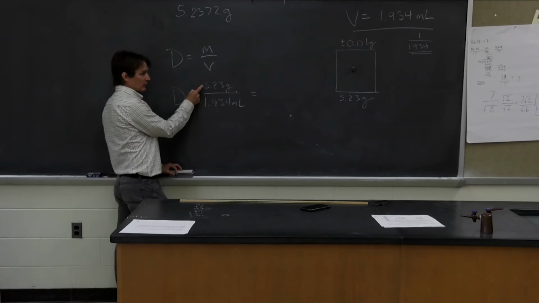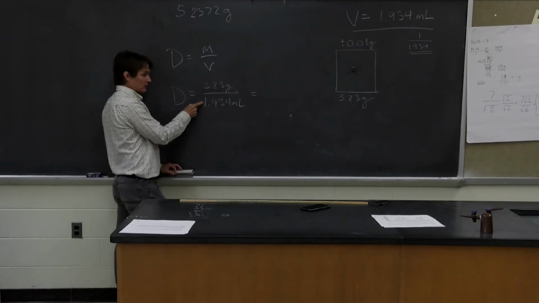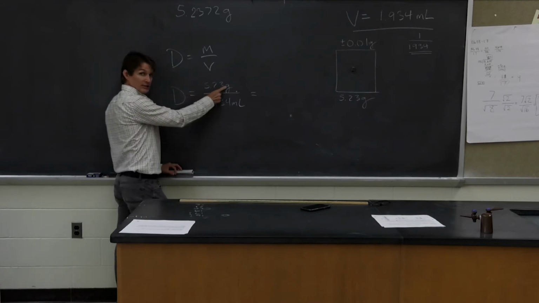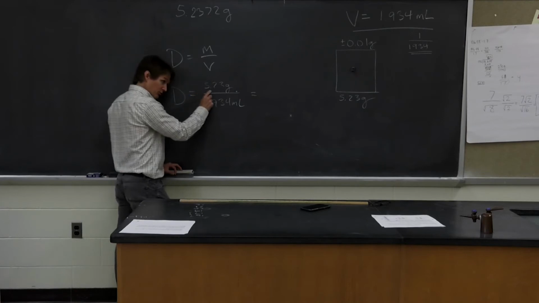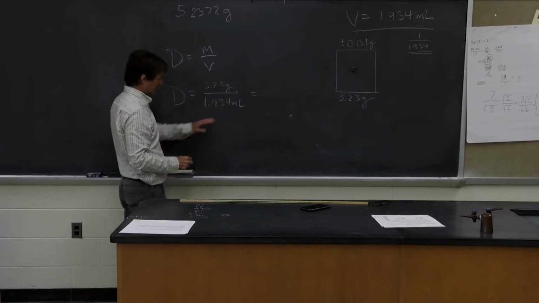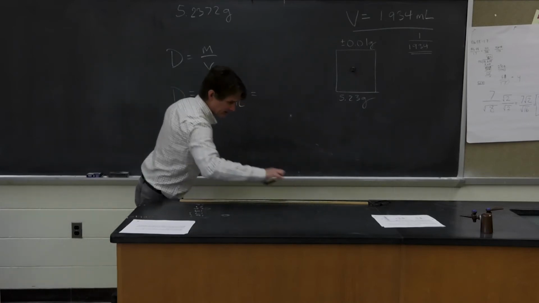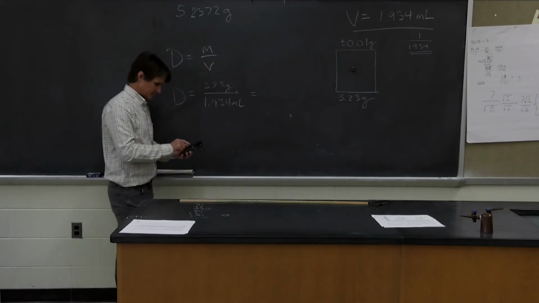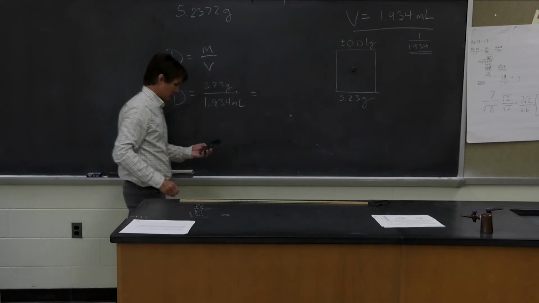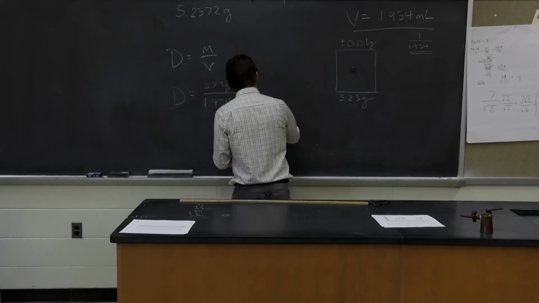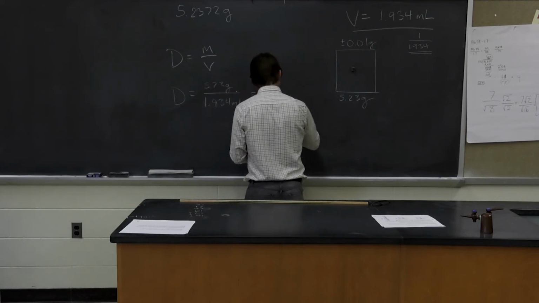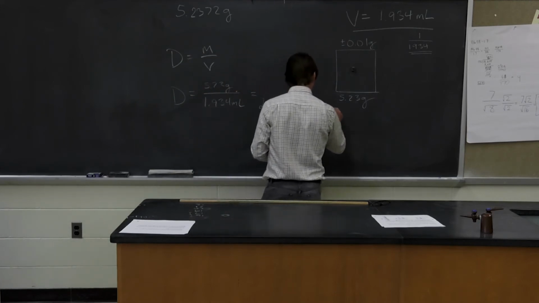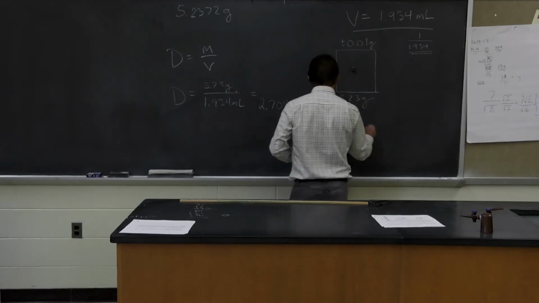And we should see that we're probably going to report the result to the nearest 3 significant digits, not 4. Let me do the math here. Let's see, 5.23 divided by 1.934. I'm going to write all the digits down, 2.70423992 grams per mil. We should not be doing this.